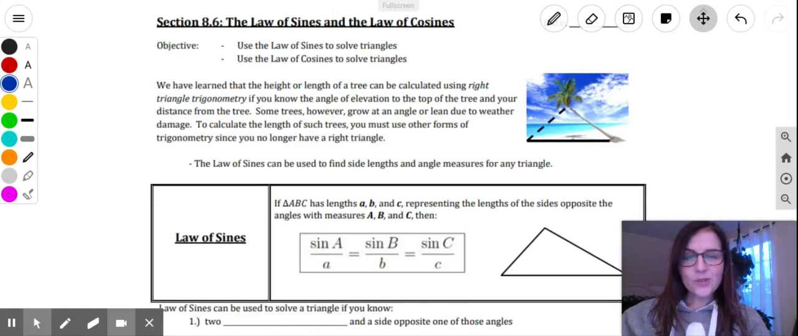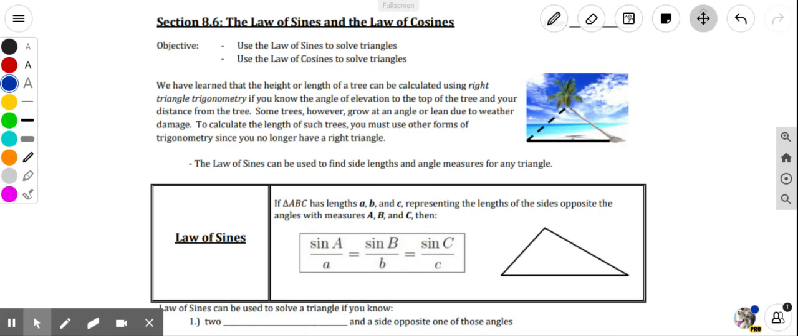Hey guys, so this lesson is on something called law of sines and law of cosines. It's used when you have a triangle that's not a right triangle and you're trying to find missing sides or angles. Depending on what sides or angles you are given, that will determine which law you use, law of sines or law of cosines. We're going to start with law of sines first. I'm going to go through a few examples and then we'll do some with law of cosines.